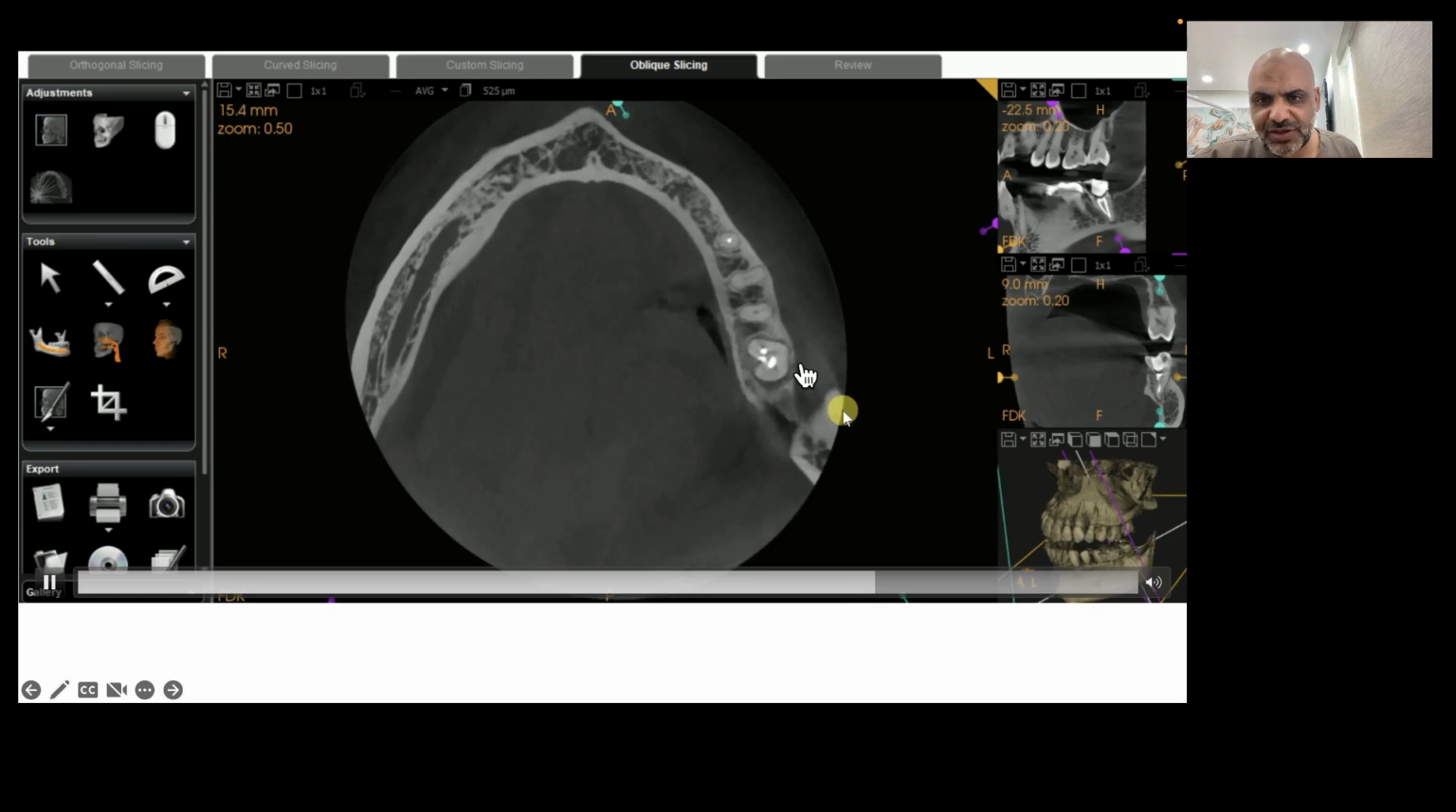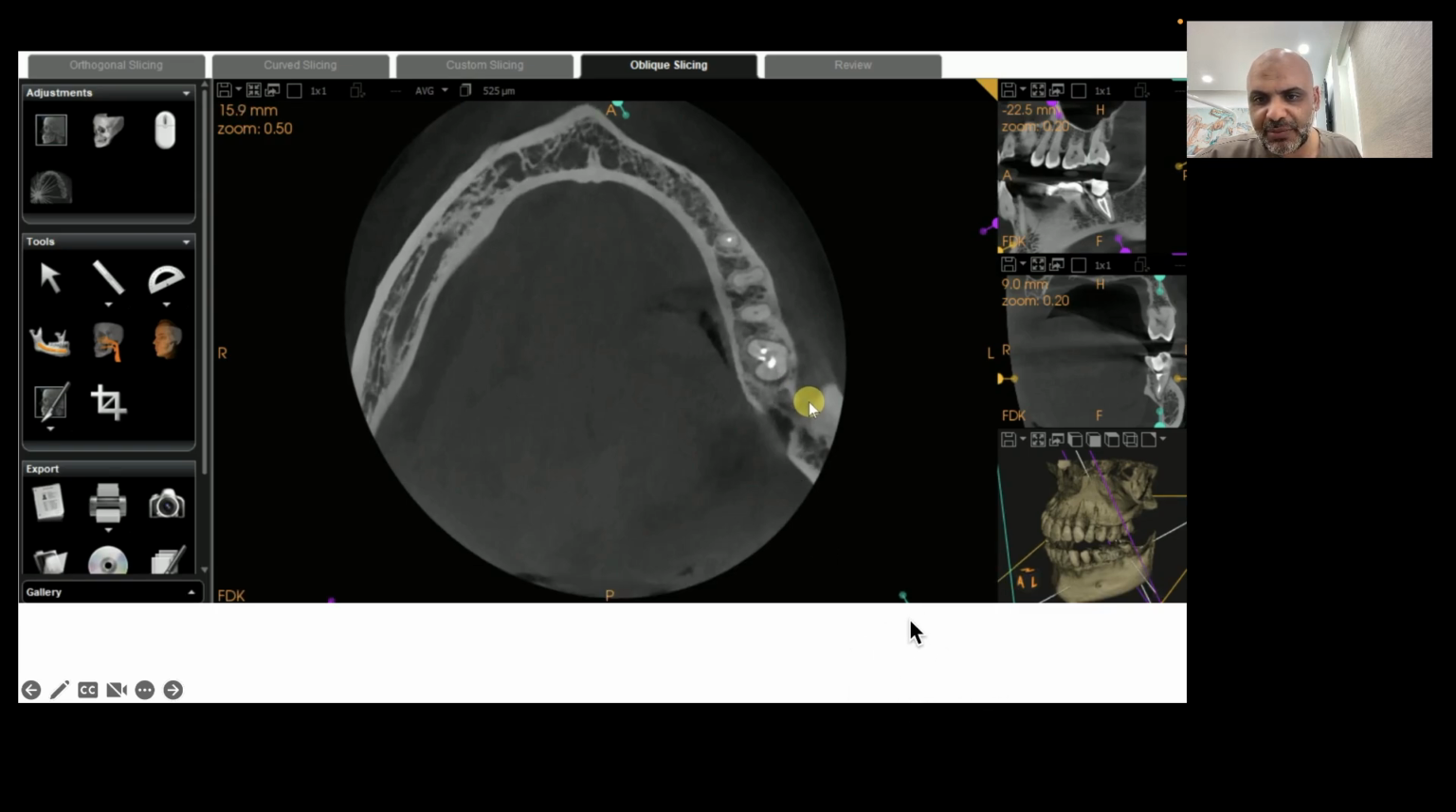And also we have a C-shaped molar. And that's why the dentist was looking for the third canal. He could not find it and he perforated the tooth. Now we can plan our treatment.